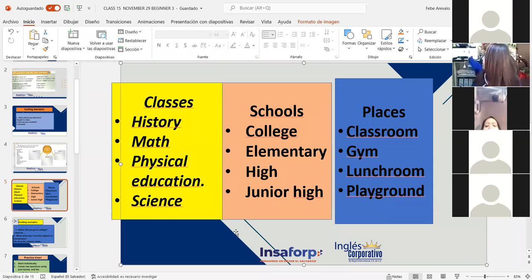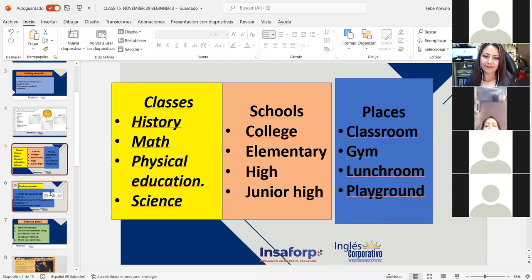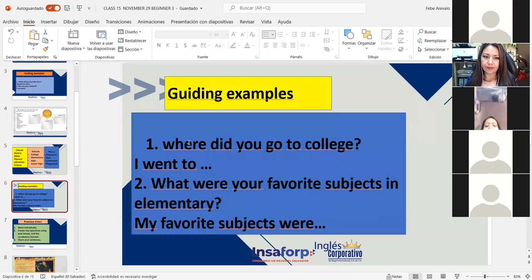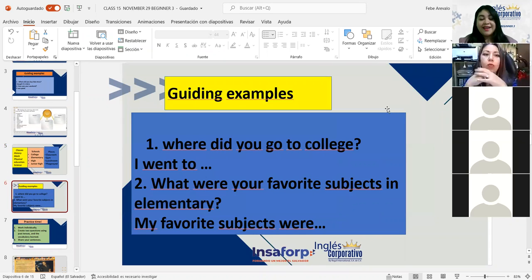All right, everybody. Excellent. Beautiful. We're doing good with the vocabulary. What are we going to do next? Guiding examples. If you notice, in the video, the teacher said, create as many examples as you can using the vocabulary learned. That's what we're gonna do.